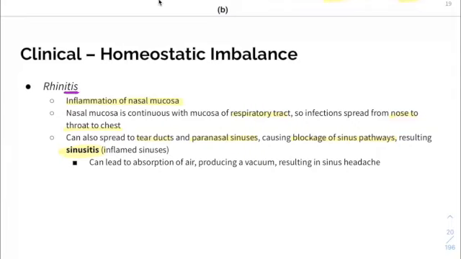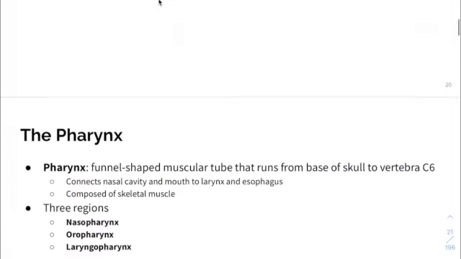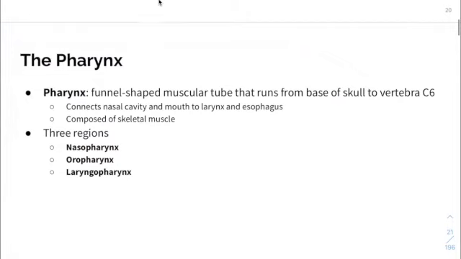And when you get sinusitis, the absorption of air produces this vacuum that gives you a really nice sinus headache. That's what gives you that sinus headache. It's like this vacuum suction type feeling. So that's our whole nasal cavity.